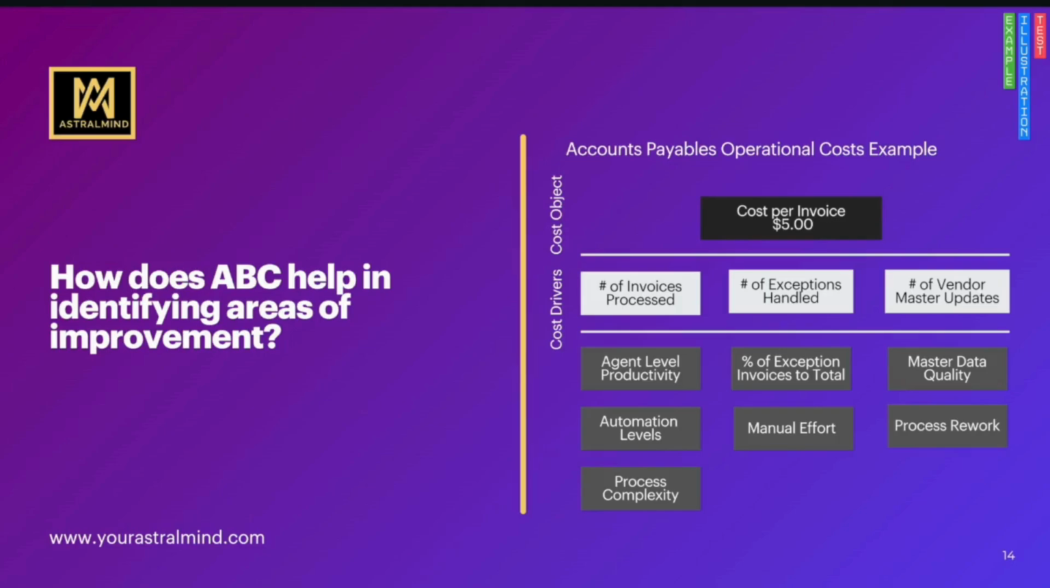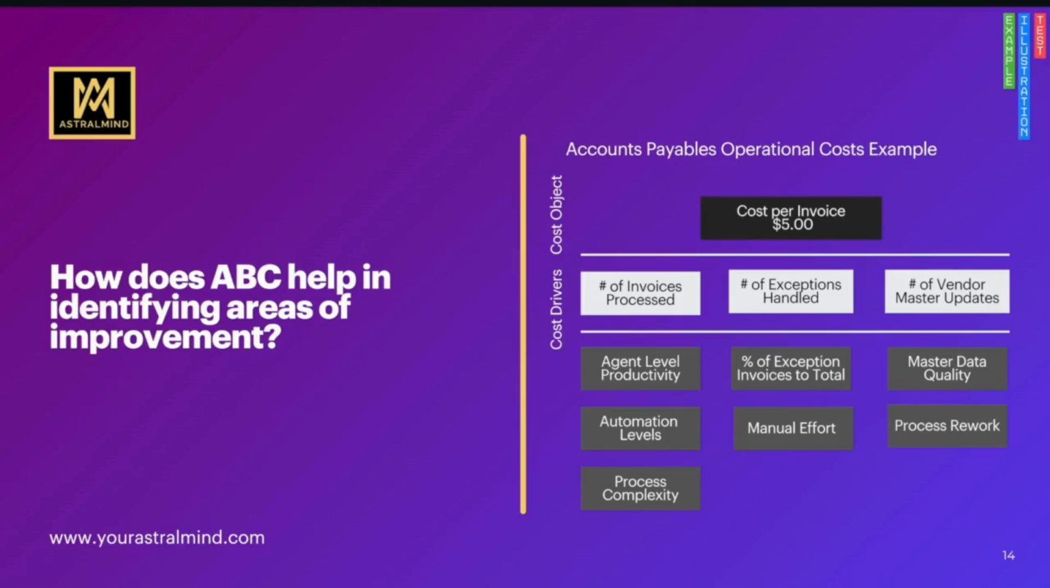Now, what are the key levers which are influencing these cost drivers? So your agent level productivity can be an influencer. If there is one agent who is processing, let's say 100 invoices every day, and there is another who is processing 50 invoices every day, that's a big influencer, isn't it? The automation levels, how many repetitive tasks your process is executing without any human hand involved. The complexity associated with the process, how many additional steps you have.